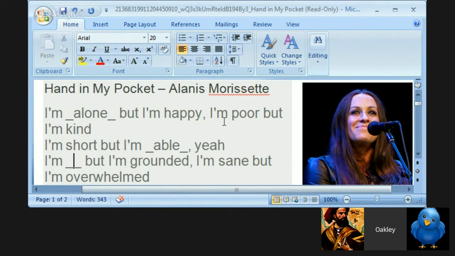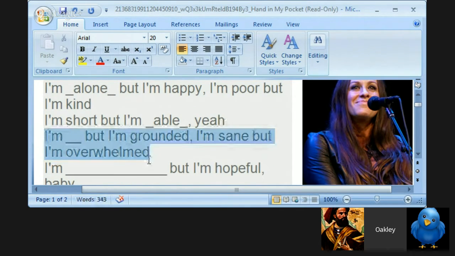So this next blank here, Salvatore, we're looking at this line. Go ahead and read it if you want. I'm sane, but I'm overwhelmed. Teacher, could you say what is grounded?